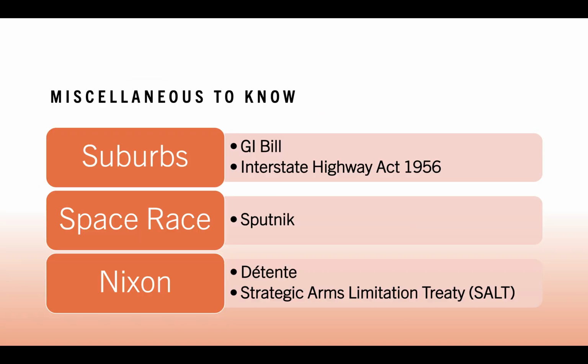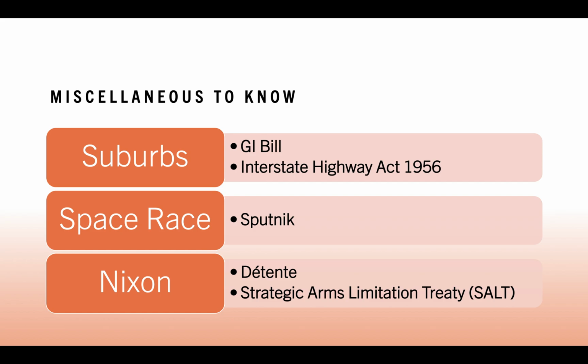Some miscellaneous ideas to know that you'll find on your test. First, we need to remember the suburbs. The suburbs really developed after World War II because of the GI Bill. Remember, the GI Bill was put into place to help our soldiers after World War II kind of reacclimate to life, giving them support with money as far as being able to go back to college, start a business, get a home. And as we see the population of the suburbs growing, we had to build the highway system. Remember, the Interstate Highway Act is going to be a result of the growth of the suburbs.